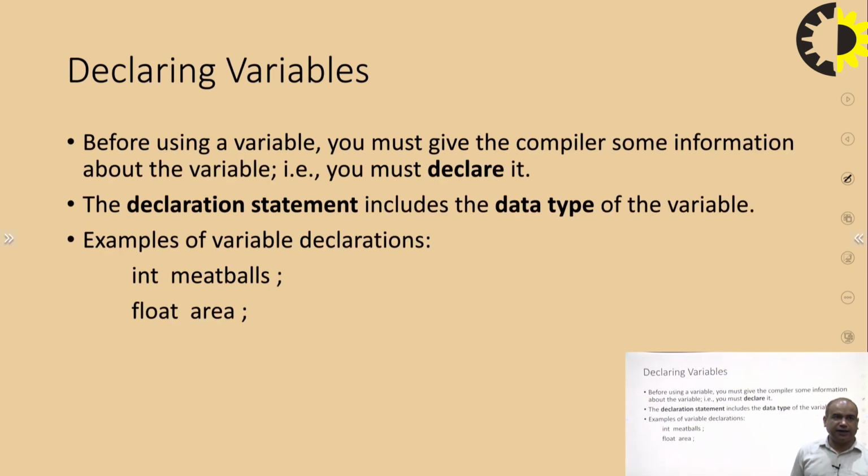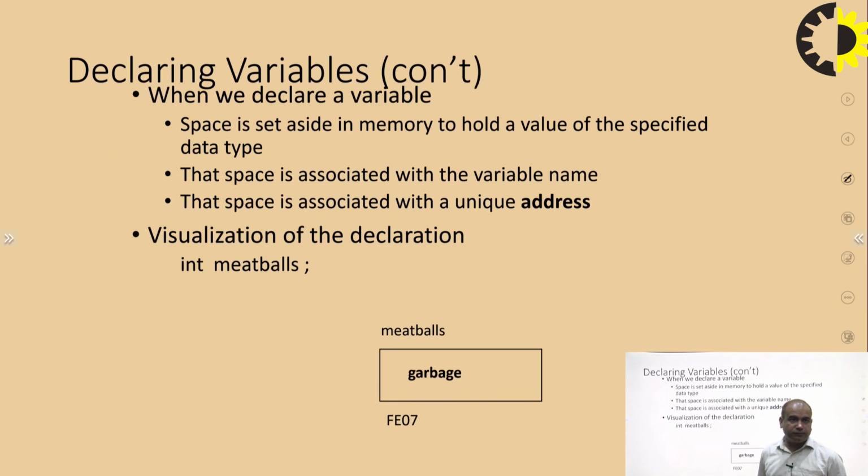Next, declaring a variable. Before using a variable, we must give the compiler some information about the variable. We must declare it. A declaring statement includes the data type of the variable. For example, int meatballs, float area, we are declaring the variable. Here meatballs is of type int. Here area is of type float.